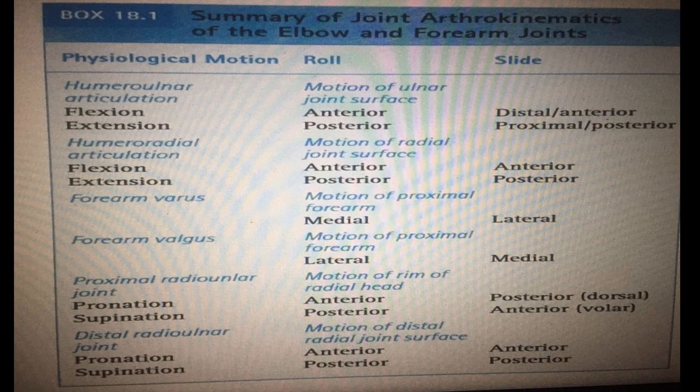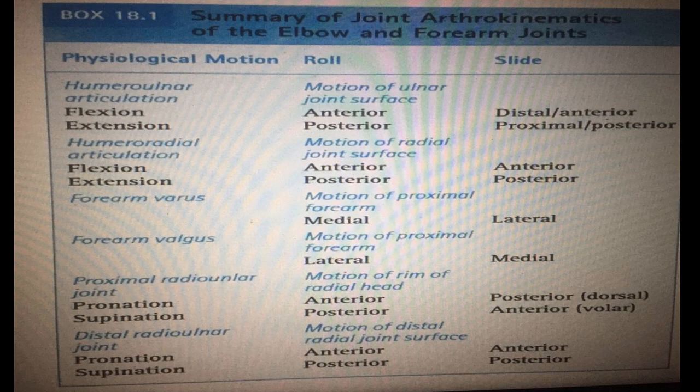Now the forearm varus and forearm valgus, where that would be in the opposite direction. So when the motion of the proximal forearm is medial, the glide would be lateral, and when the motion of the proximal forearm is lateral, the glide, slide would be medial. Now let's discuss the proximal radial joint and distal radial joint, where these rules apply in opposite.